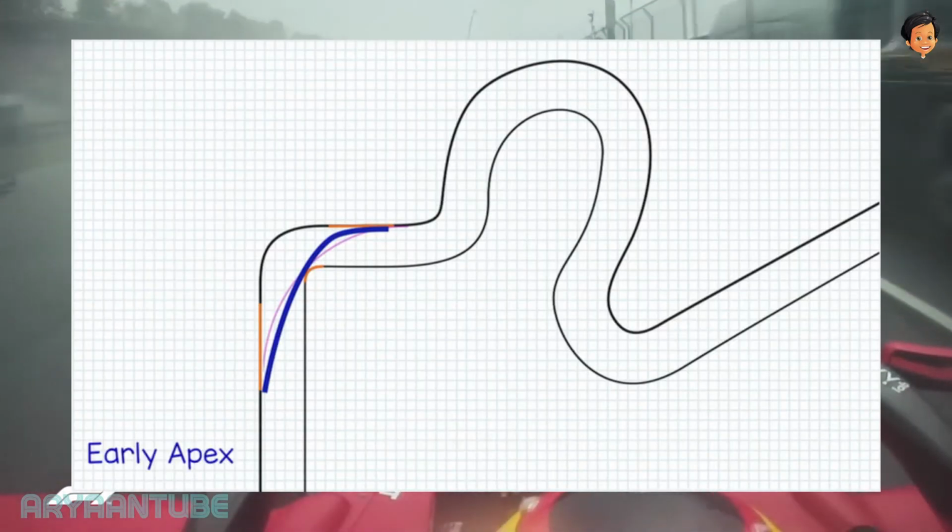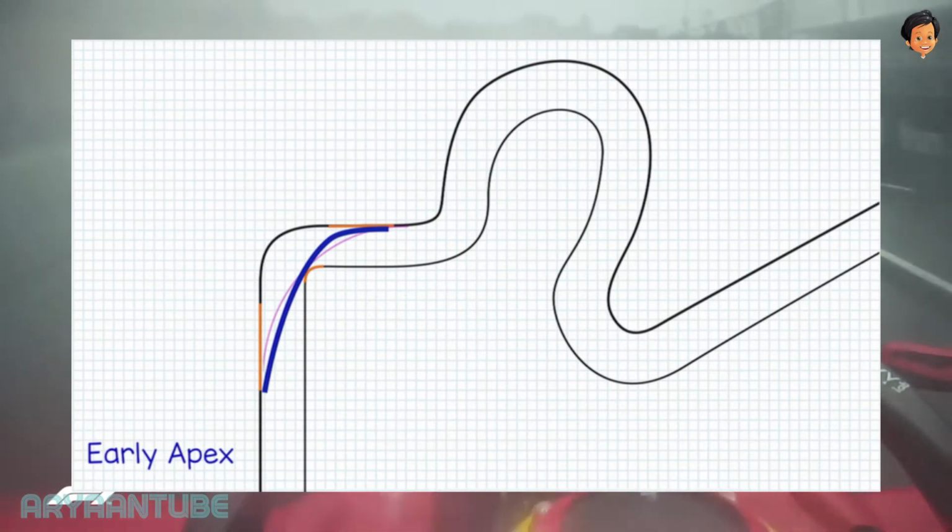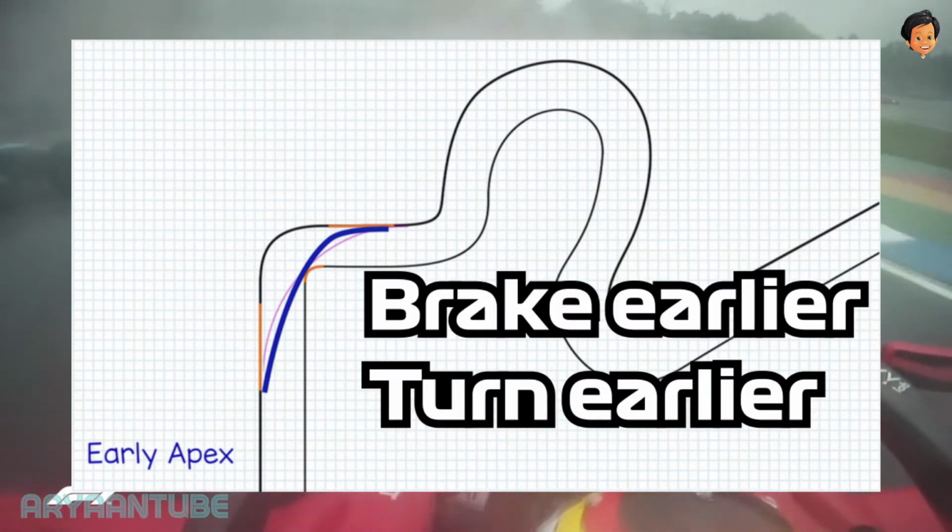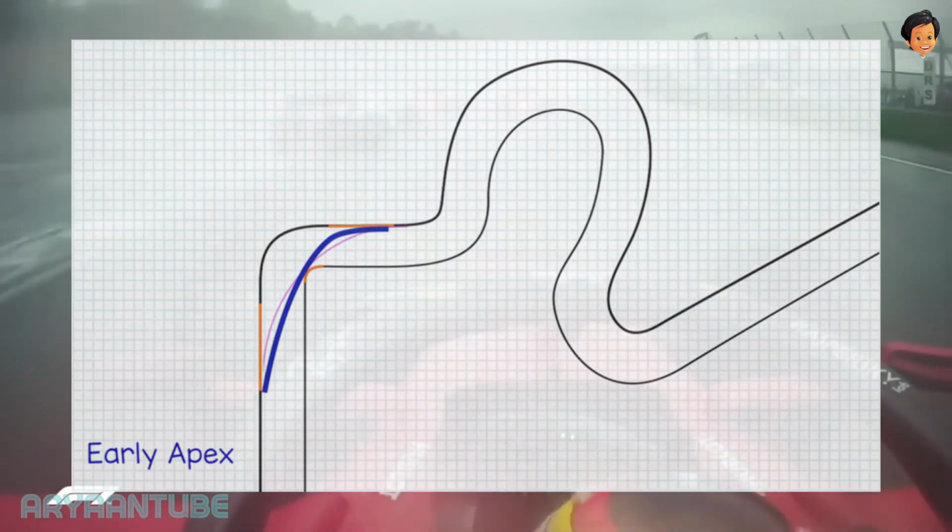An early apex is basically the opposite of a late apex, where you brake early and then have to turn earlier. This can sometimes be effective in overtaking.